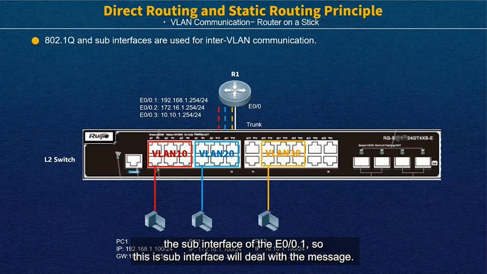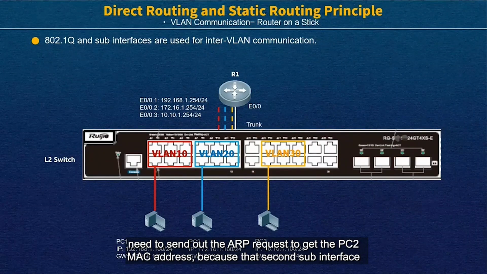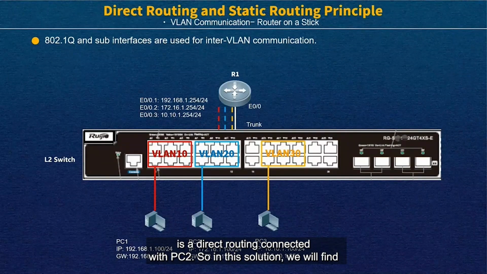So this subinterface will deal with the message, delete the layer 2 information, and do the encapsulation. Before we encapsulate successfully, we also need to send out the ARP request to get the PC2 MAC address, because the second subinterface is directly connected by routing information to PC2.